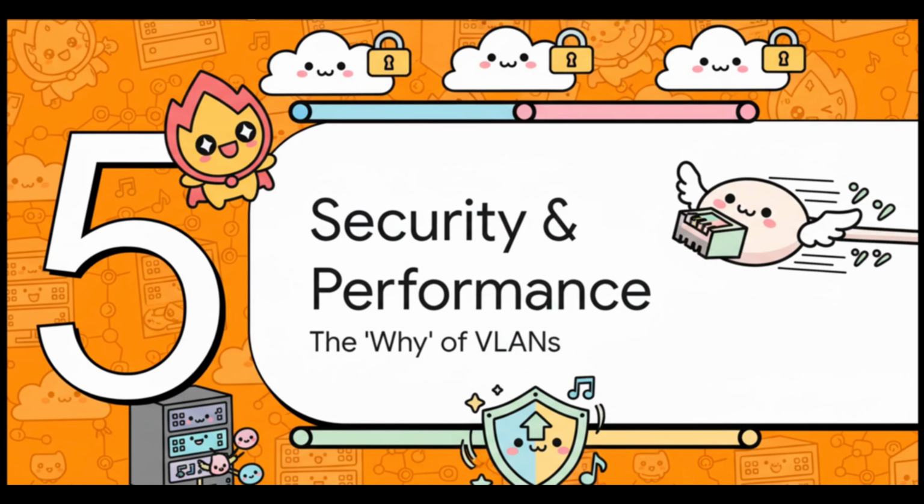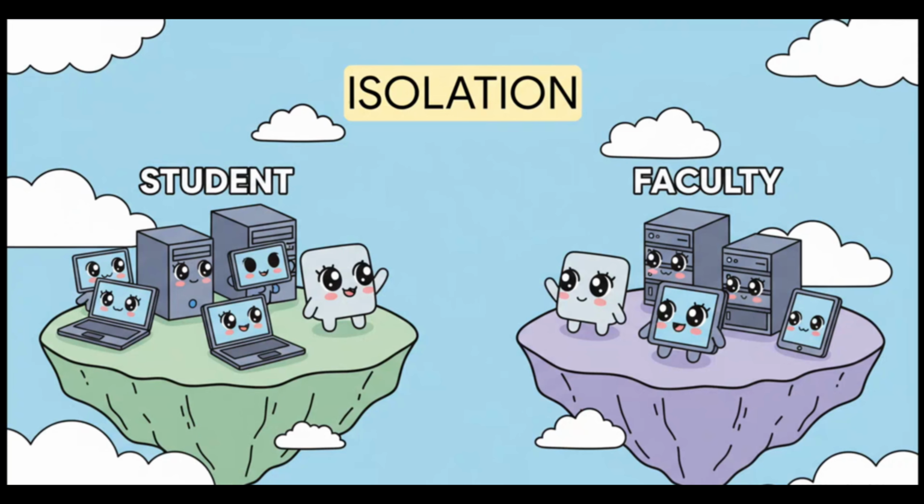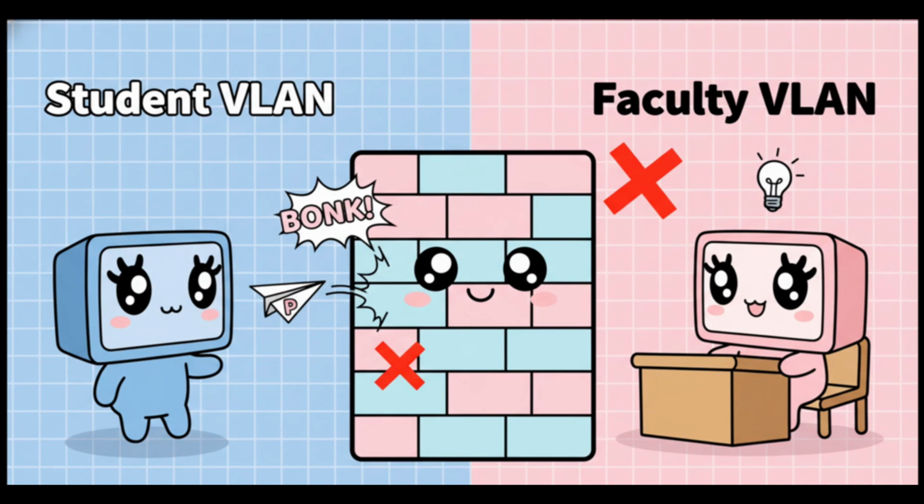So now that we've gone through the what and the how, let's circle back to the most important question, why? What do we actually get from doing all of this? And it really boils down to two massive wins, security and performance. The number one absolute biggest benefit is one simple word: isolation. Pure and simple. By putting devices into different VLANs, you make it so they just can't talk to each other directly. Full stop. The student computers are completely isolated from the faculty computers.